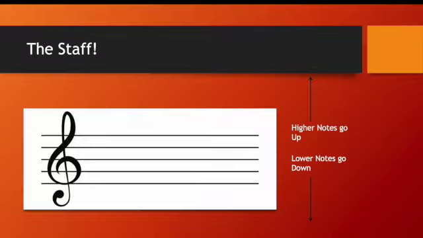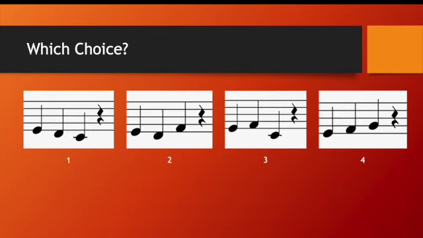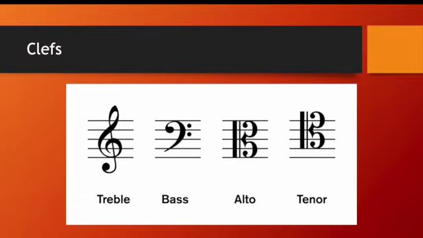Now, you may have noticed we only have 5 lines and 4 spaces here, which means we only have about 9 notes to work with there. But how do we know where the notes go on the staff? Well, I'm glad you asked, because that will be determined by, drum roll please, the clef. Now, you may have noticed in the first slide that there's this little symbol on the left-hand side of the staff.